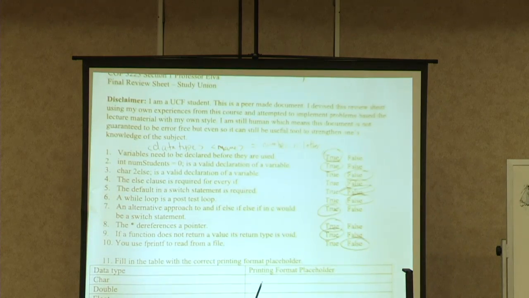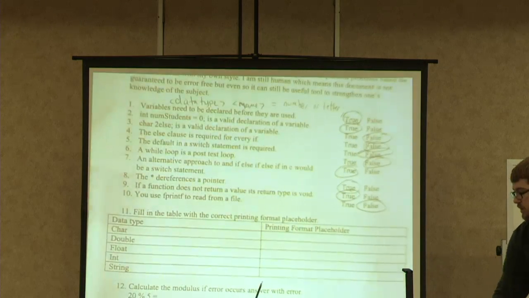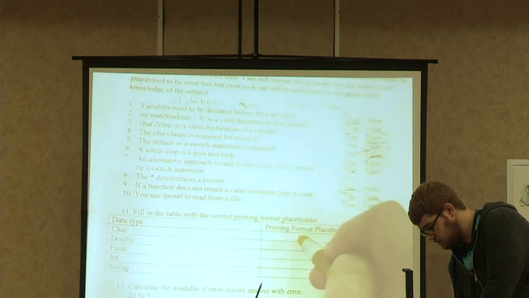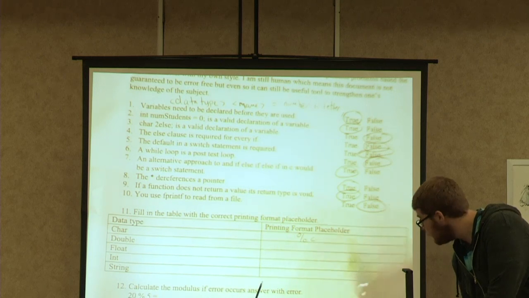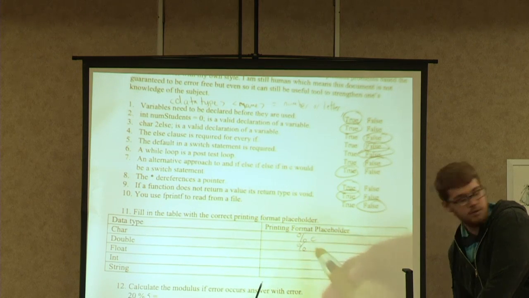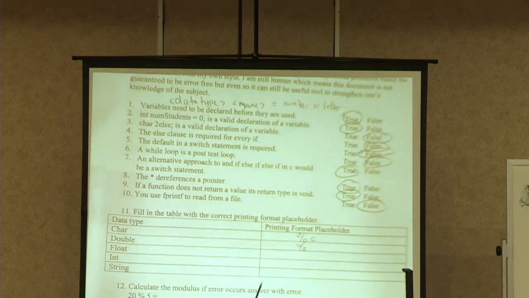Okay, this next one's just a simple data chart of our printing format placeholders. Basically what you would use in printf or scanf when you want to get that variable. So what's the one for char? Yep. Double. What'd you say? %lf, yeah.